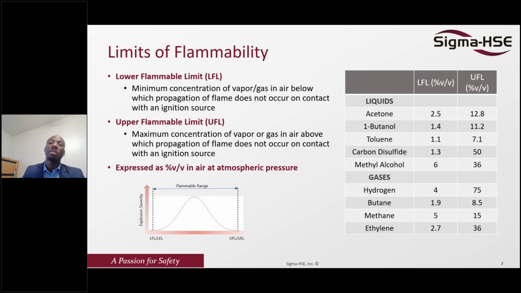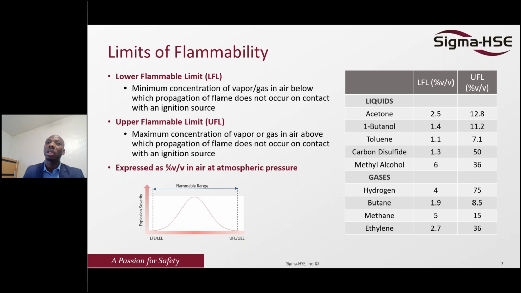What about the flammability limit? Every material has a range in which it ignites. If I have acetone, I have a range. The lowest concentration at which flame can be sustained is called the lower flammability limit. And the upper, the highest concentration at which this material can actually sustain flame combustion, is termed the upper flammability limit. The range in between the lower and the upper is termed the flammability range.